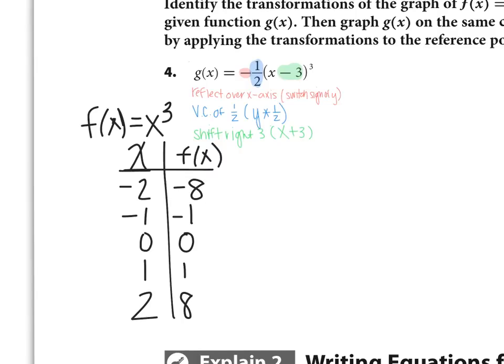Now I need to do what I said I needed to do. So the very first transformation we wrote was what? Switch the signs of y. And why are we switching the signs of y? What told us to do that? The negative sign. It's reflecting over the x-axis because it was negative. So I'm going to switch all my signs of y. So my negatives become positive, my positives become negative, and I have taken care of my reflection over the x-axis.